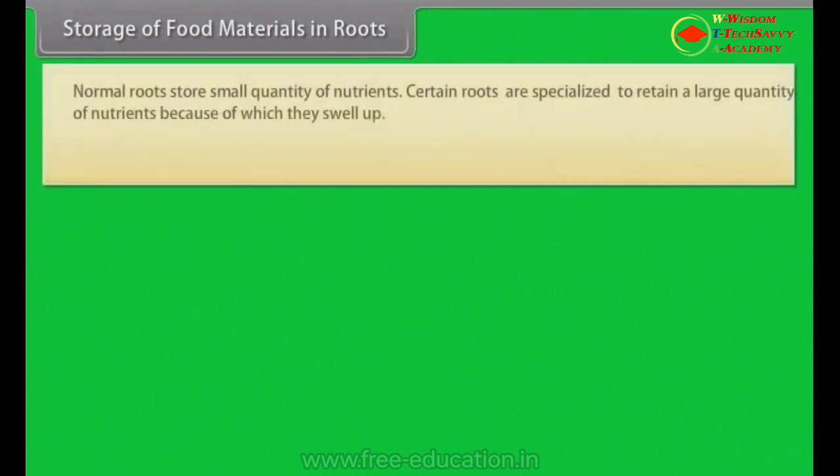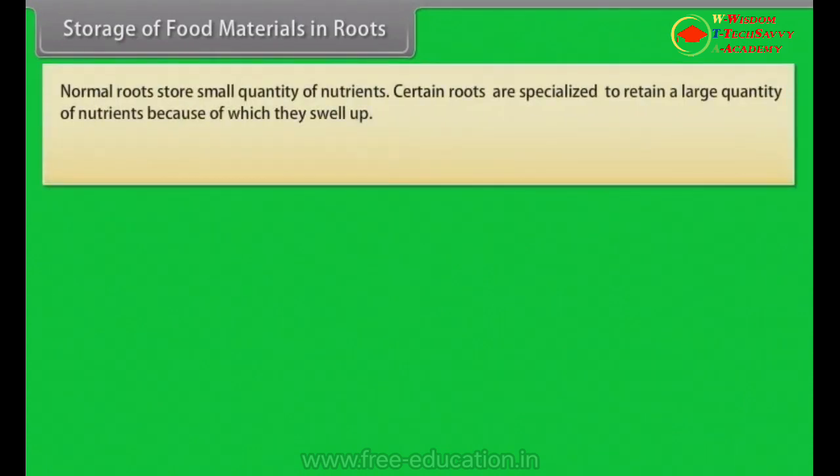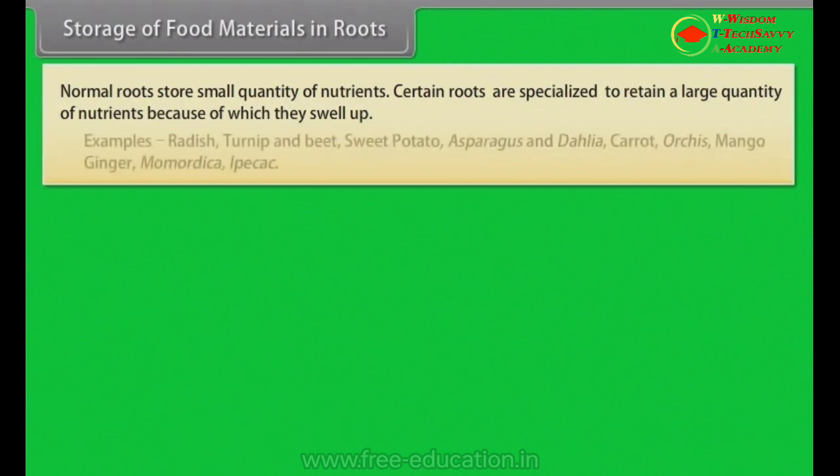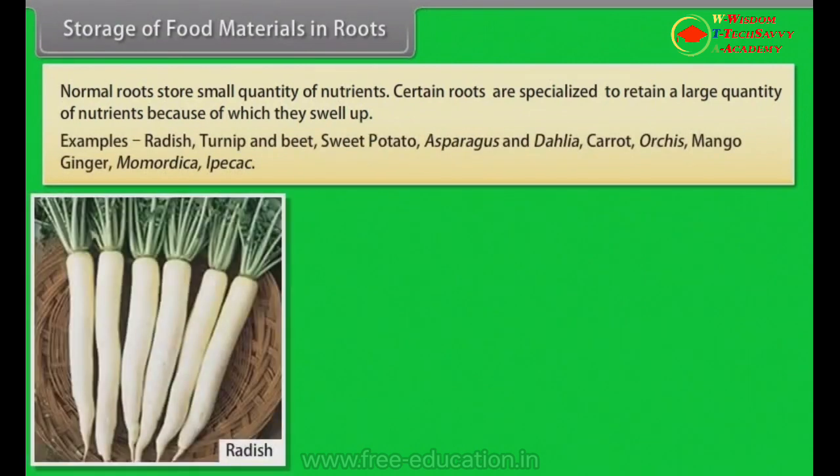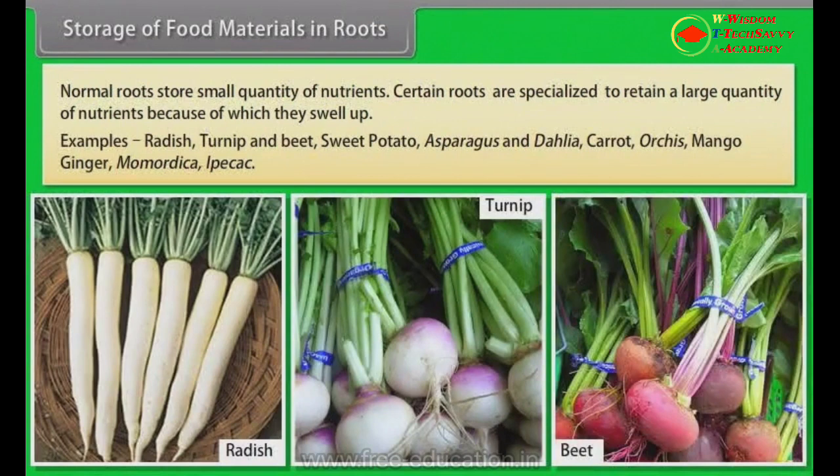Storage of food materials in roots. Normal roots store a small quantity of nutrients. Certain roots are specialized to retain a large quantity of nutrients because of which they swell up. Examples: radish, turnip and beet, sweet potato, asparagus and dahlia, carrot, orchids, mango ginger, Momordica, ipecac.